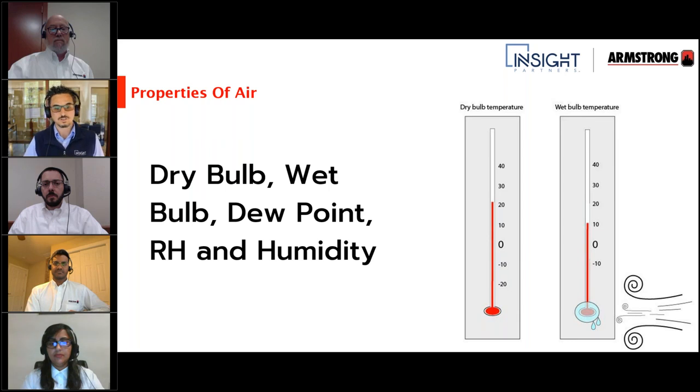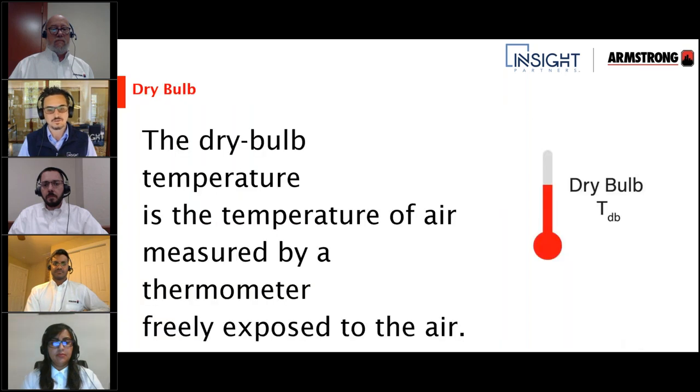Okay, so the first section we're going to talk about is the properties of air. For this discussion we're going to just discuss dry bulb, wet bulb, dew point, relative humidity, and humidity, which are the most common five properties. There are some other ones, but we're not going to focus on them in this presentation.